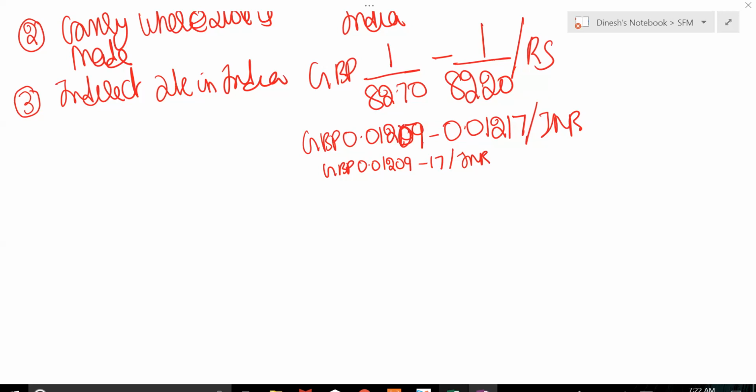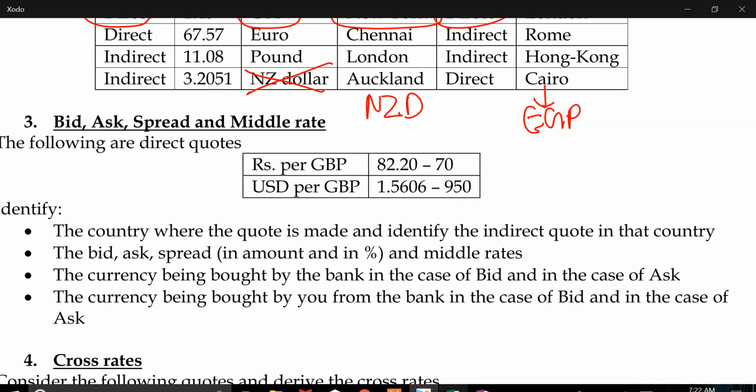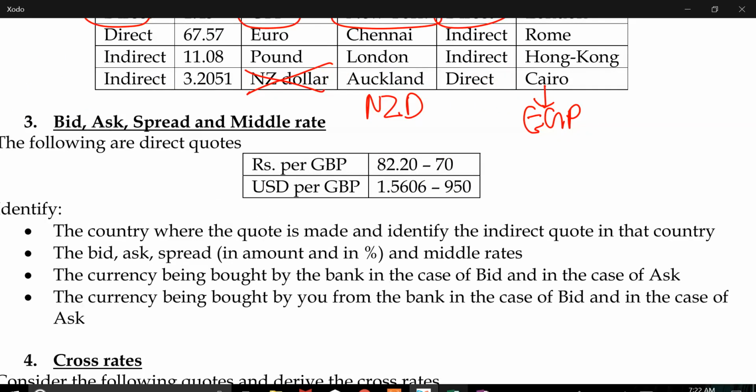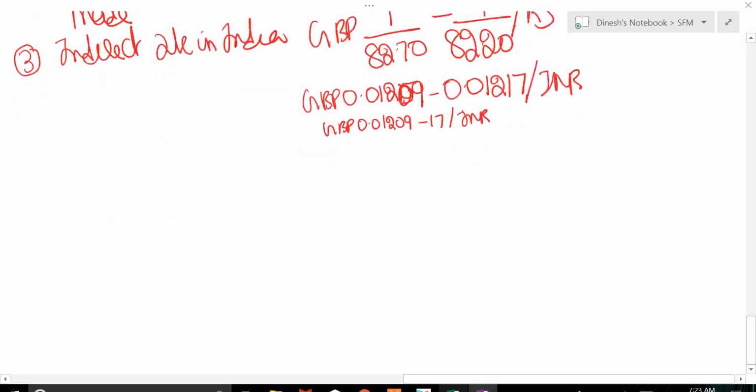That's for the next problem, USD per GBP. So you will do that in some time. There are 2 questions there. Next, bid rate, ask rate, spread in amount, spread in percentage and middle rate. This is easy. Tell me quickly now. Bid rate is 82.20. Whatever is given in the quote, I am not going to do it in the indirect mode and all. Bid rate 82.20.